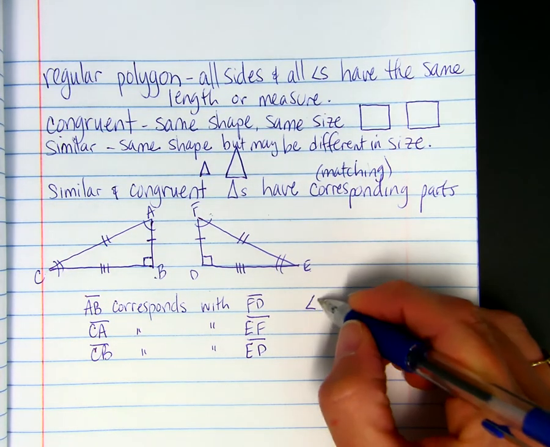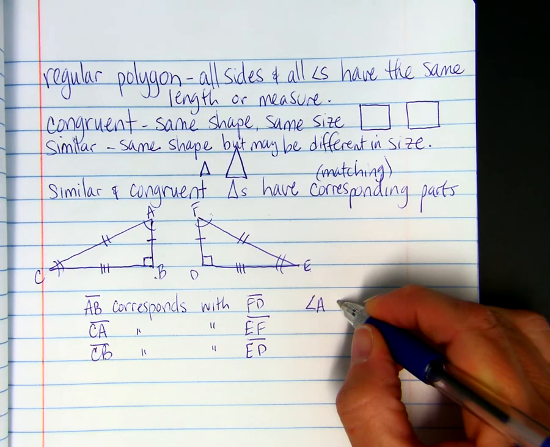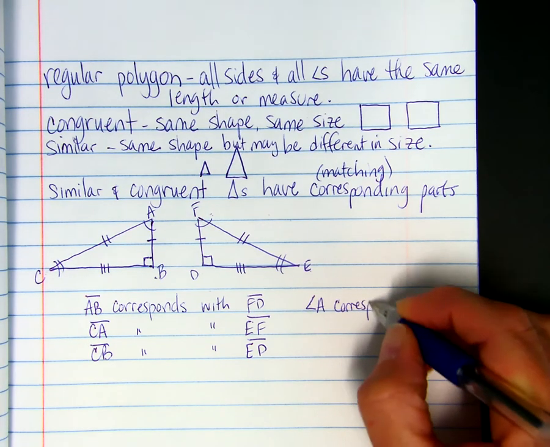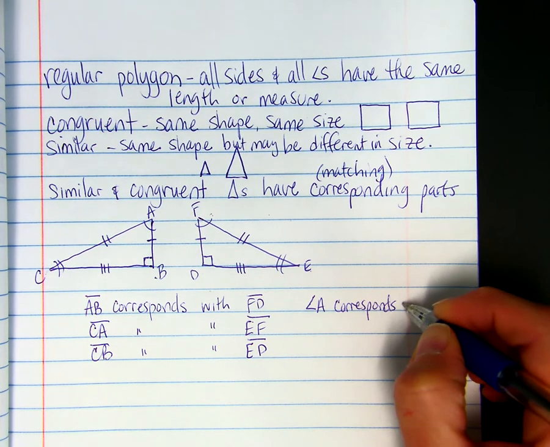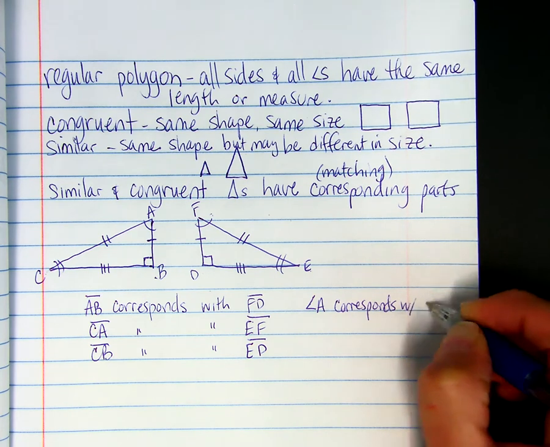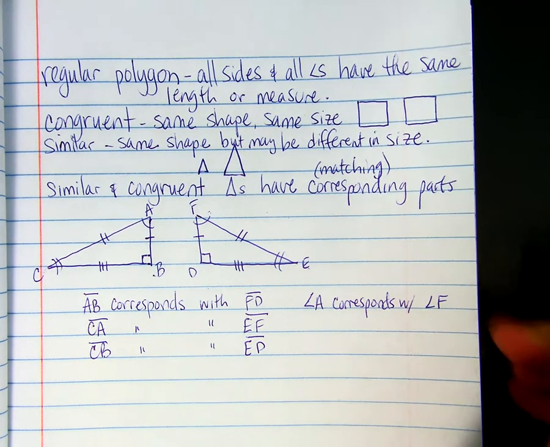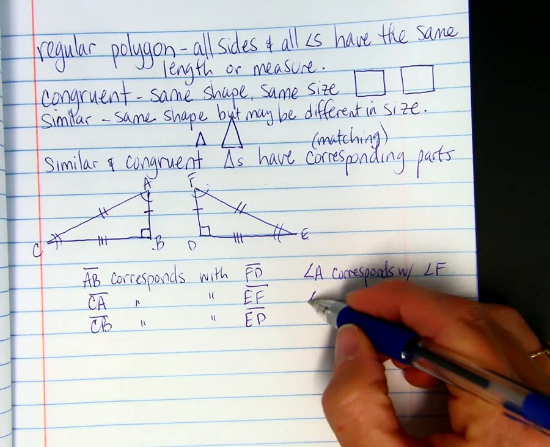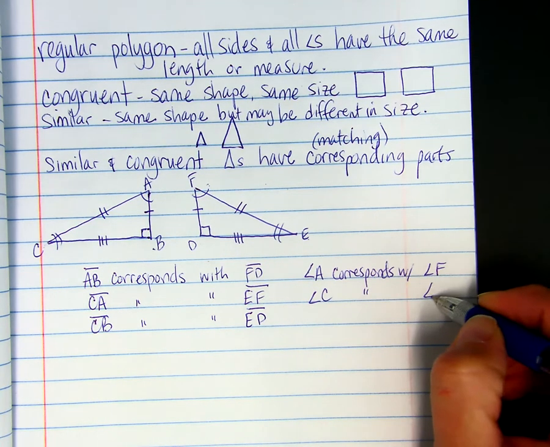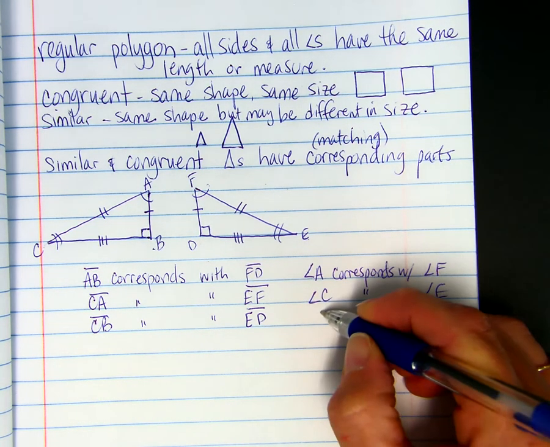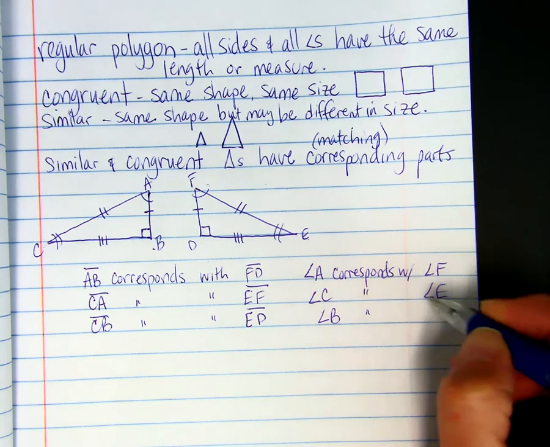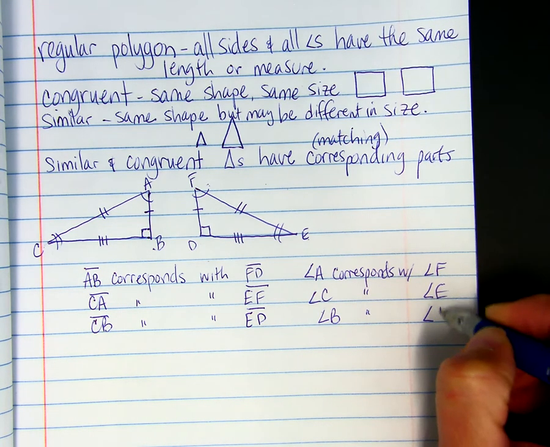Angle A corresponds or is congruent to angle F. C and E correspond with each other, and angle B and D correspond with each other.